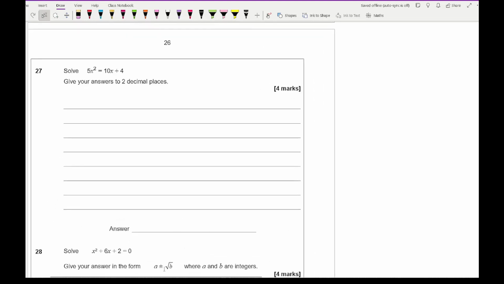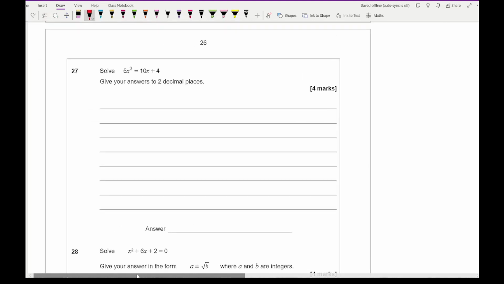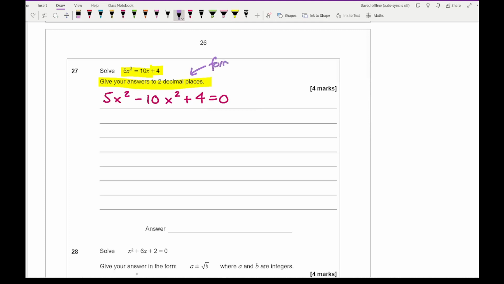Then moving on to question 27, so let me just zoom in. Here we've got a quadratic, and it's asked us to give our answers to 2 decimal places. First things first, when solving a quadratic, you always need to make sure it's equal to 0. So let's do a bit of rearranging, in which we also want to keep the x squared positive, just to make your life a little bit easier. Once you've made it equal to 0, the fact that it says give your answer to 2 decimal places basically means use the formula. So here a equals 5, b equals minus 10, and c equals 4.